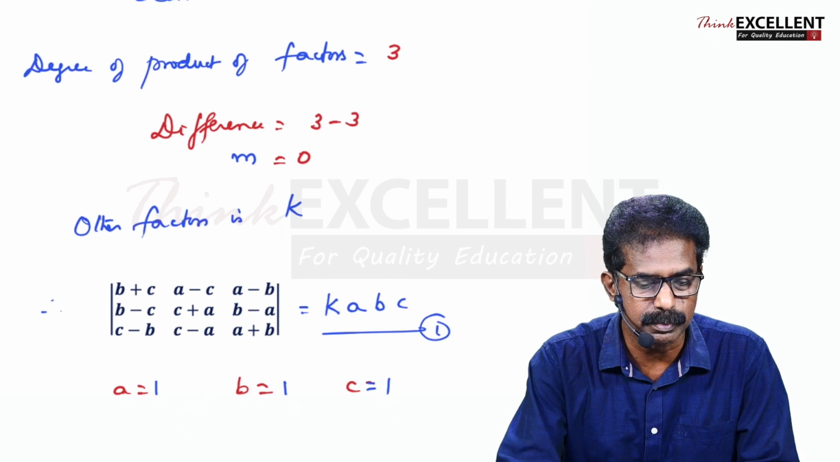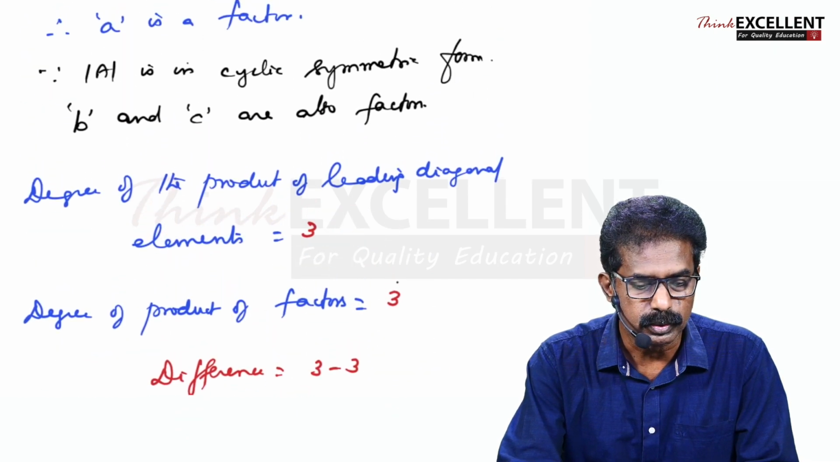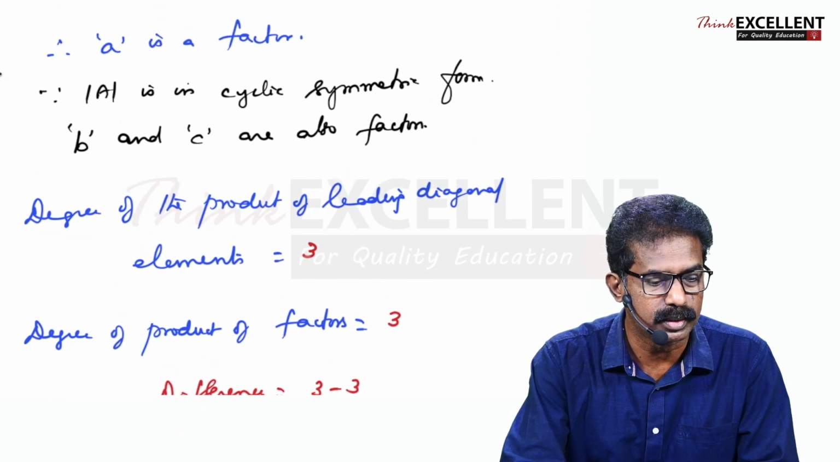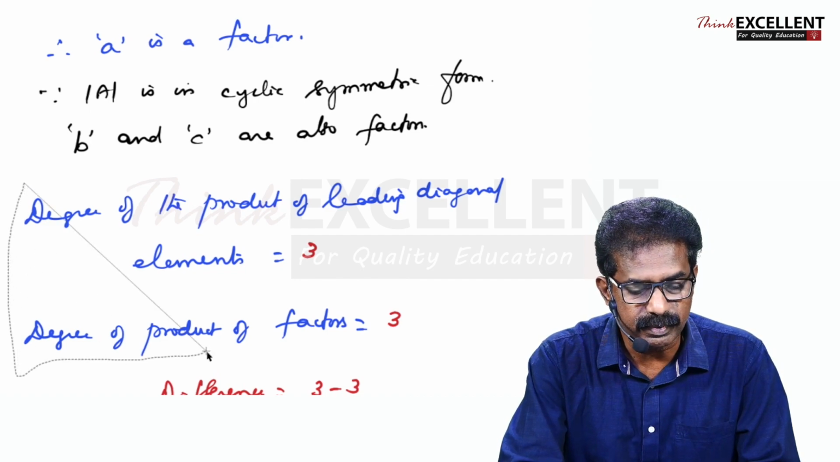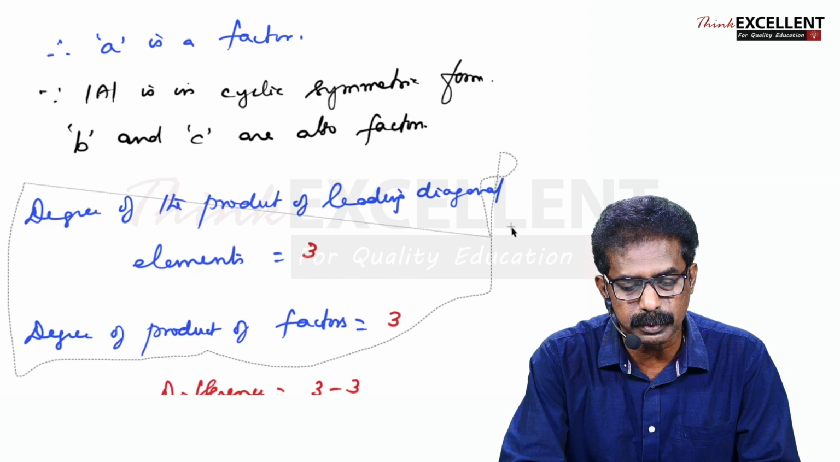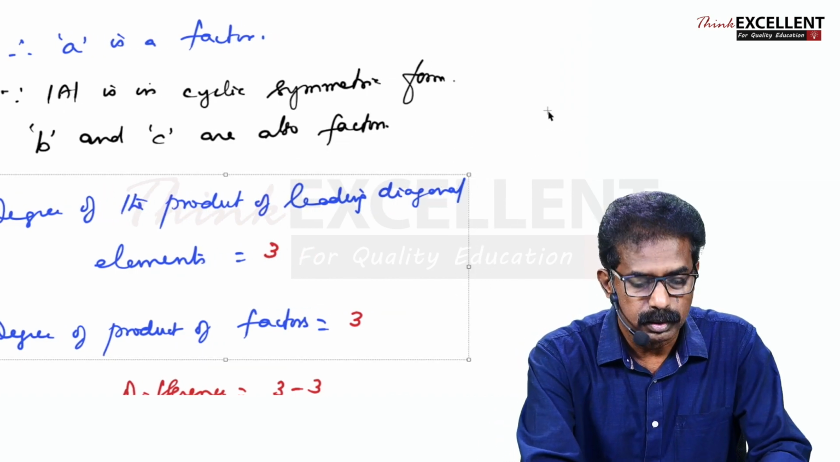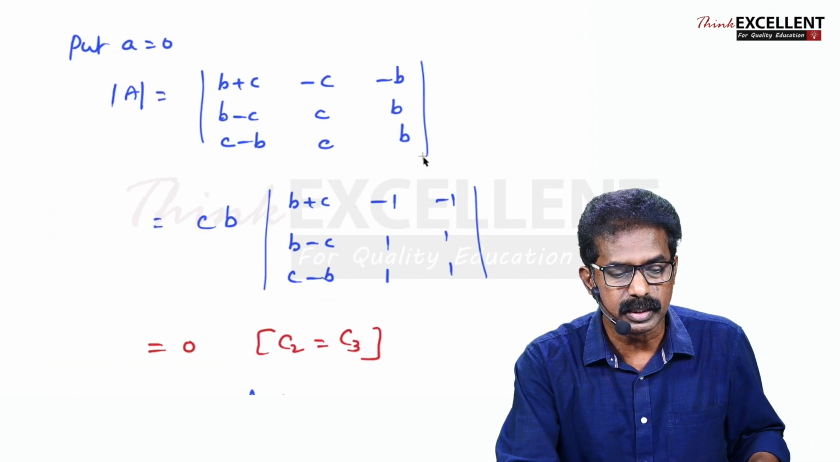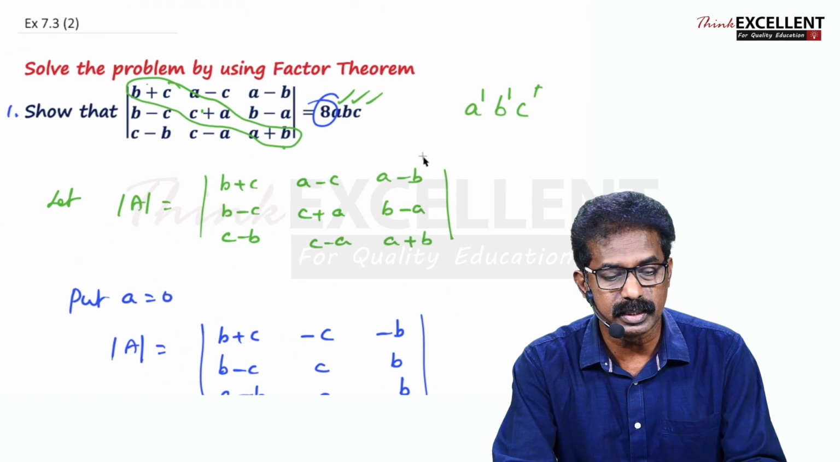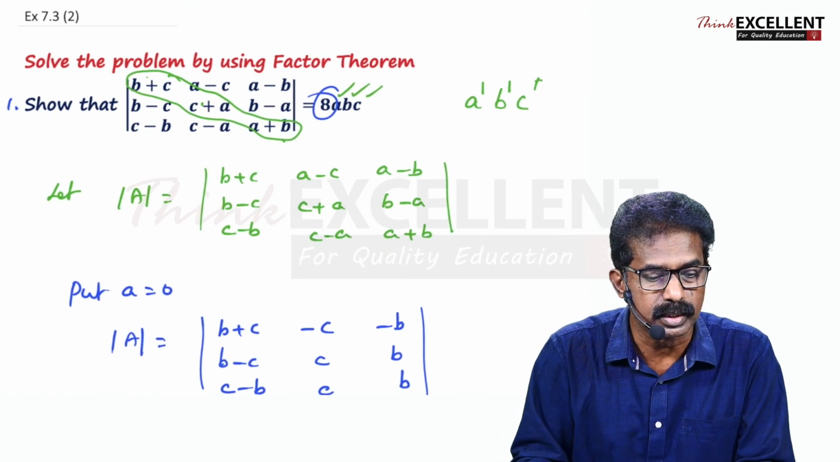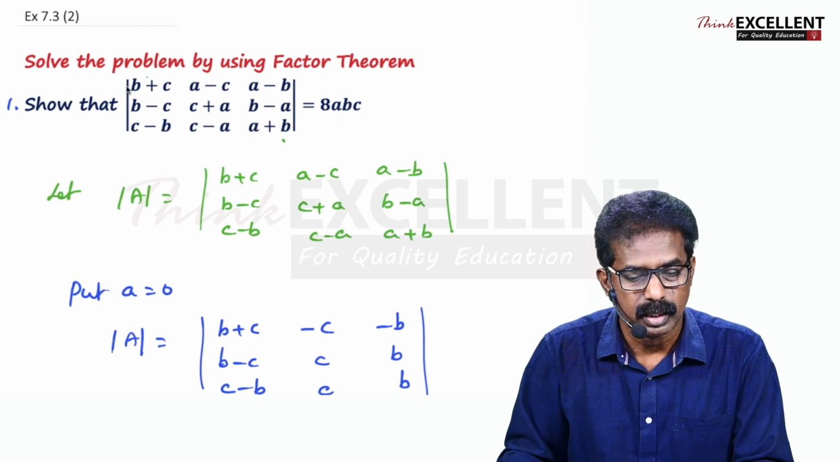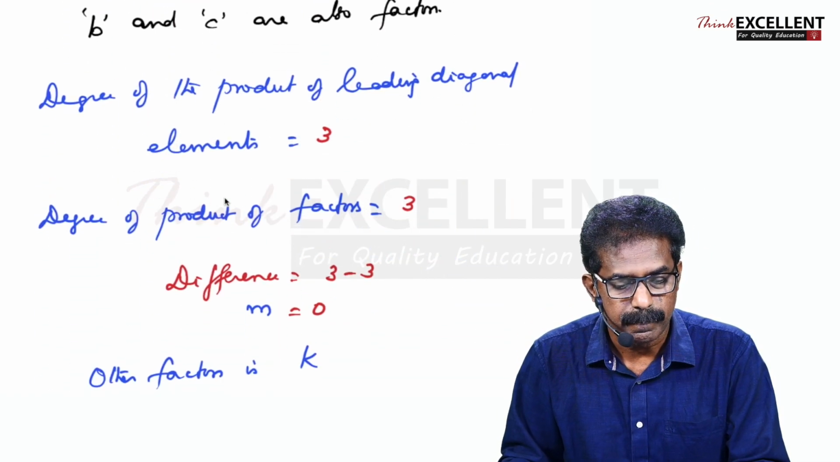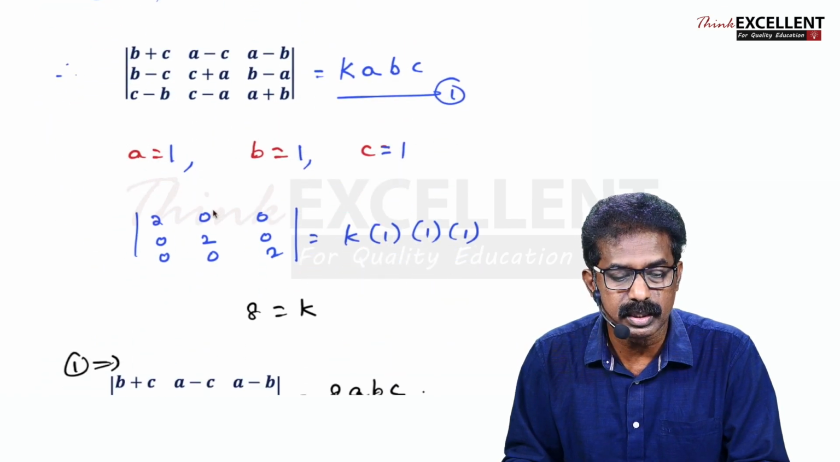Okay, so check the steps. You take the determinant as determinant A. So we are giving a substitution here. We are giving the substitution A equal to 0. What's the reason? Because the right side answer is 8ABC. So we are given the substitution, and you are checking the degrees. If the difference is 0, the other factor is K.